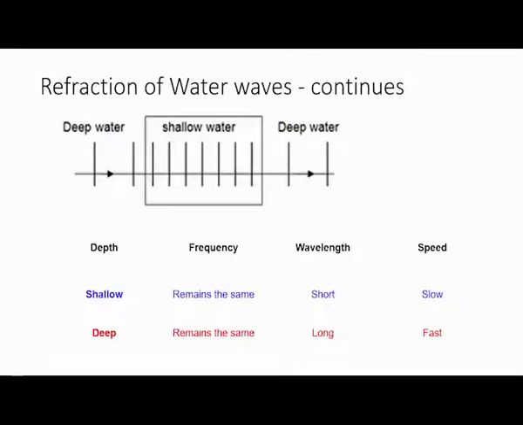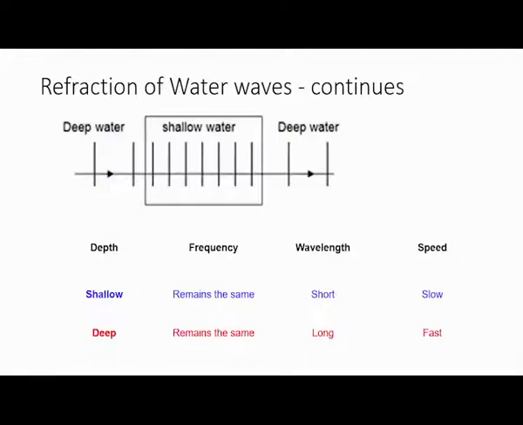We also have wavefronts there, those straight lines that represent wavefronts. The distance between the wavefronts represents the wavelength. We can also see that the wavelength changes as water waves move from deep to shallow and the other way around. This information is also summarized down there.